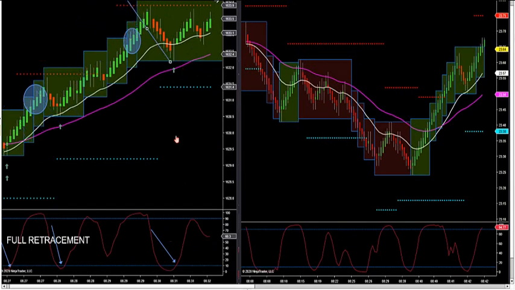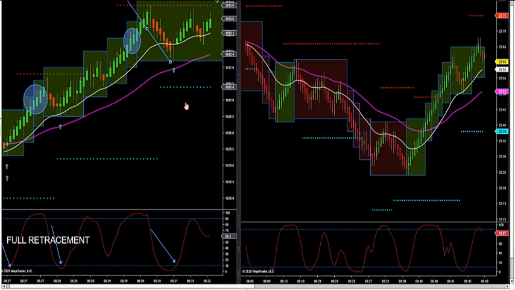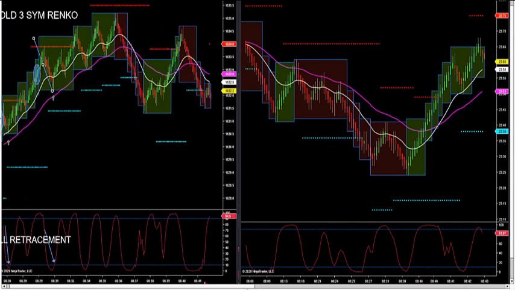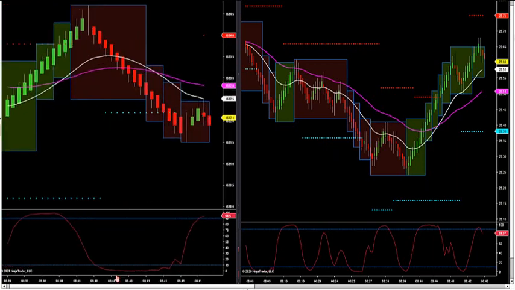Market comes up. Full retracement. You get a doji right below. There is your full retracement. Positive market delta. We have another big buy push up to the upside. So you can see what we're trying to do is we're trying to do that on a full retracement.